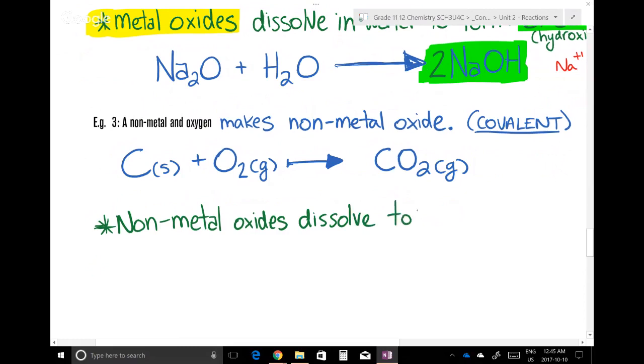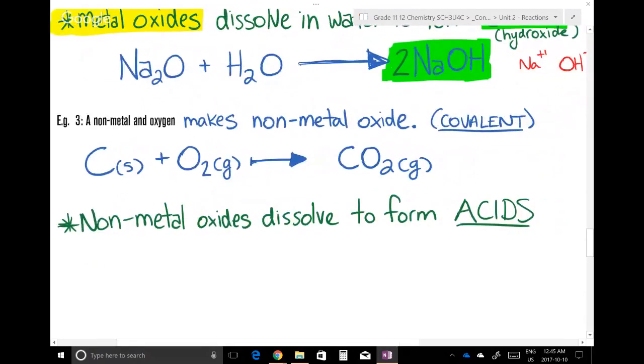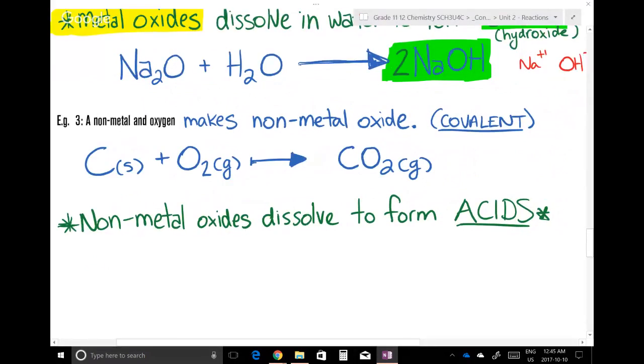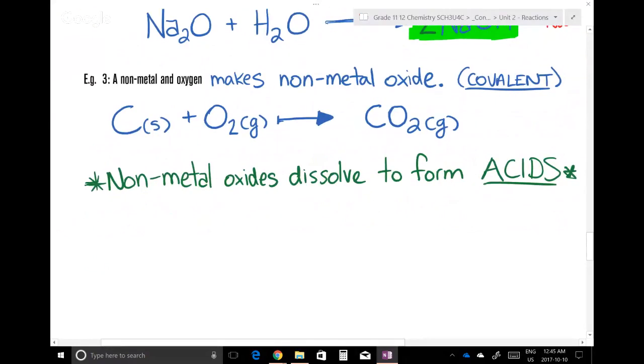They dissolve to form not bases, but acids. And let's take a look. Again, I mention this because we're going to do this in a specific lab. Let's take our non-metal oxide, in this case carbon dioxide, and when we react this with water, what's going to happen? Well, again, we're going to have a synthesis reaction. These are going to come together.